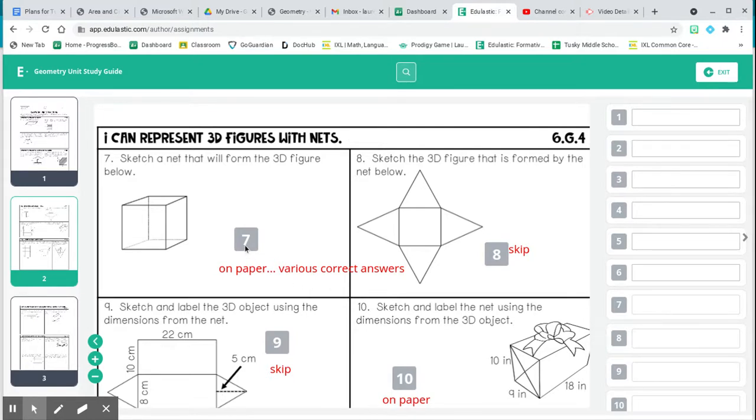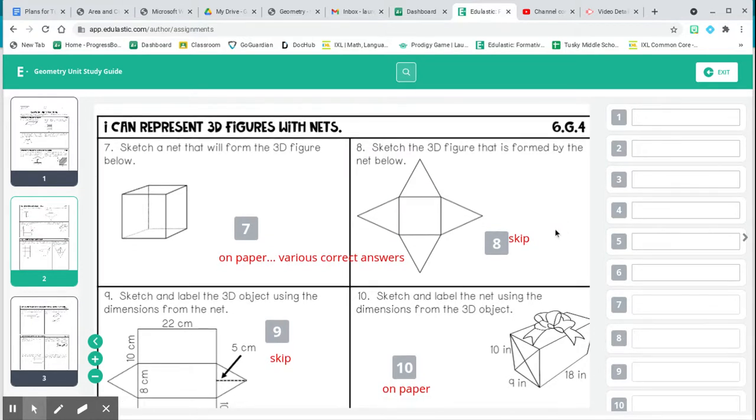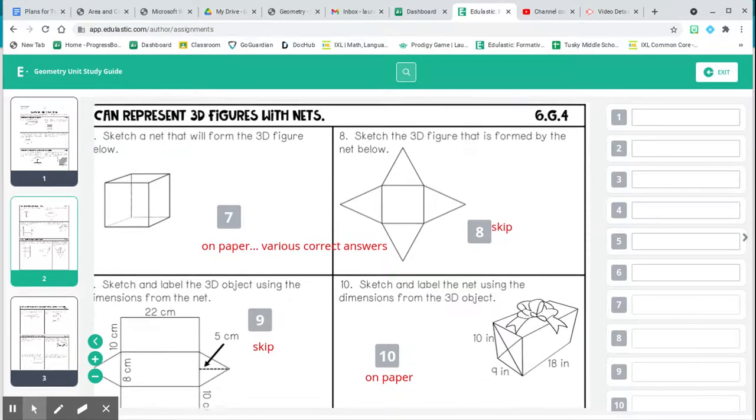I wanted the numbers to stay the same. So even though you're not typing anything in here, I put a number 7, and I think I wrote paper for the right answer here. So if you want to type paper in for number 7, you can do that. But it's set for 0 points. So it's not like if you type something different in there or leave it blank, it's going to count against you or anything. Number 8 asks you to sketch the 3D figure.